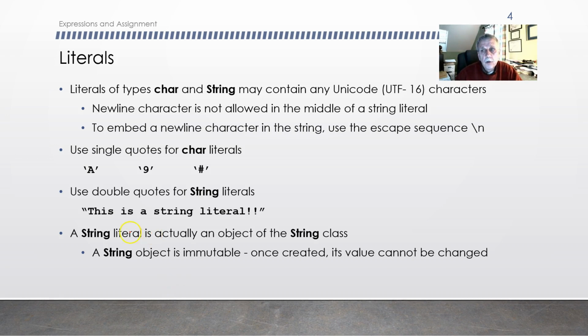When we're dealing with character data types, we can use char, and we can introduce a literal, which uses single quotation marks or apostrophes. So here's the character A in uppercase, the character for 9. This is not a numeric value, this is the character representation of the digit 9. And then the pound sign or any other special character. Again, these are enclosed within what programmers tend to call single quotes or apostrophes.